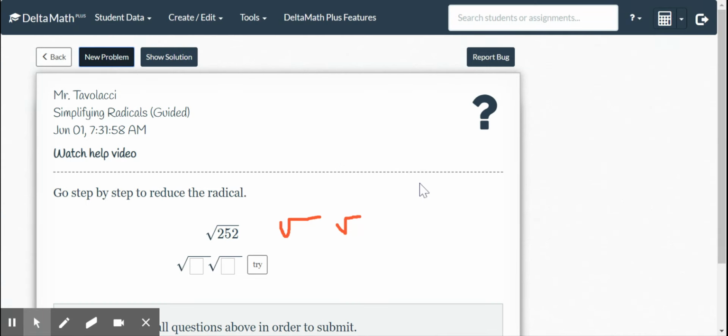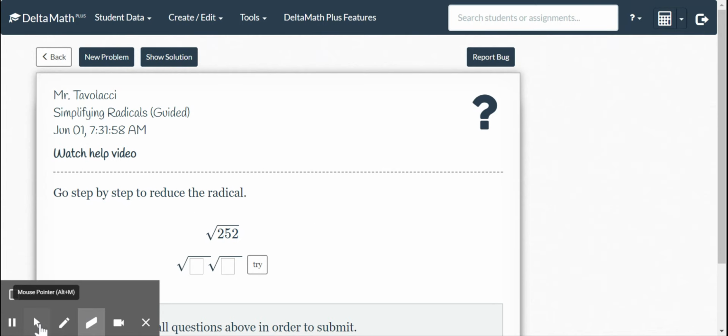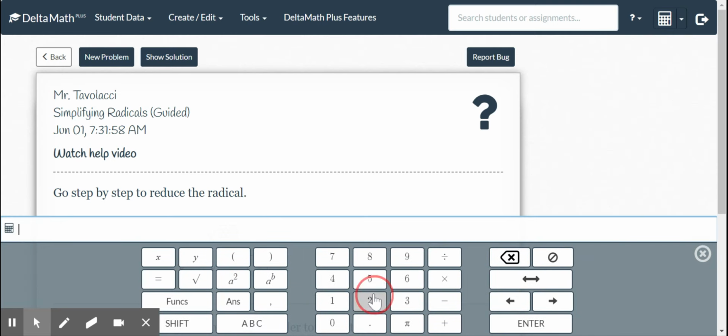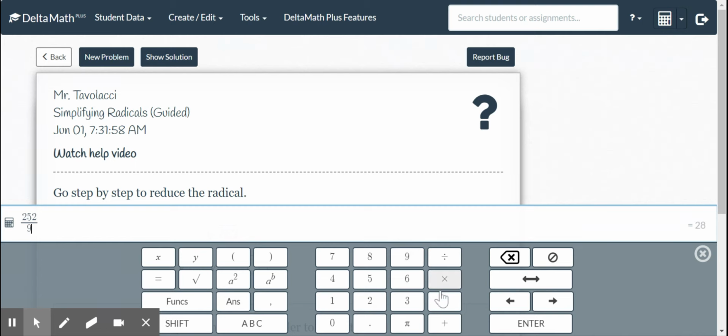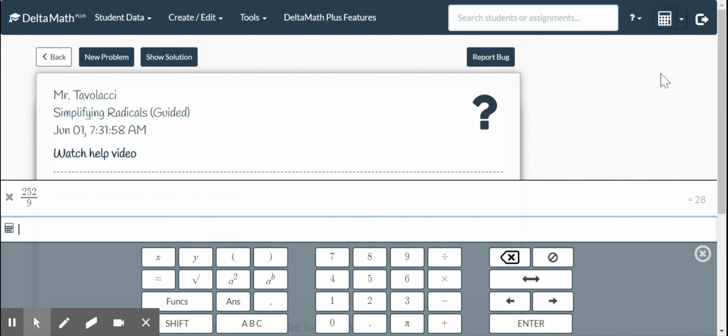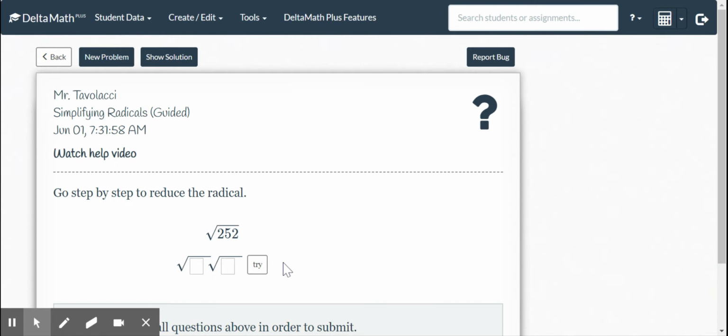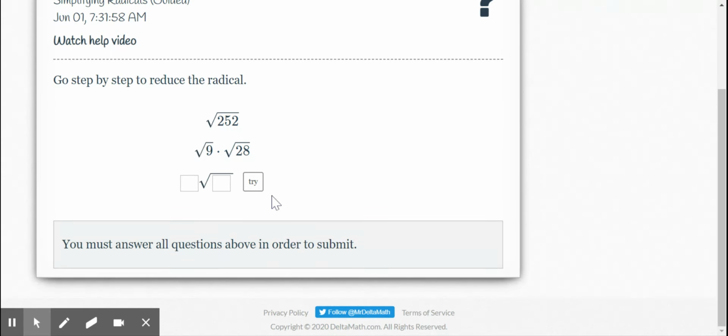Now 252. Okay, when we're looking at 252, I can see that it is in fact divisible by 9. So I'm going to start there. Let's break this up into divisible by 9. If you need your calculator, you can say 252 divided by 9 and enter, and that's going to leave you with the 28. Okay, that's a good place to get started. So 9 times 28 is going to get us to initially start to break this up. And that's good to start.